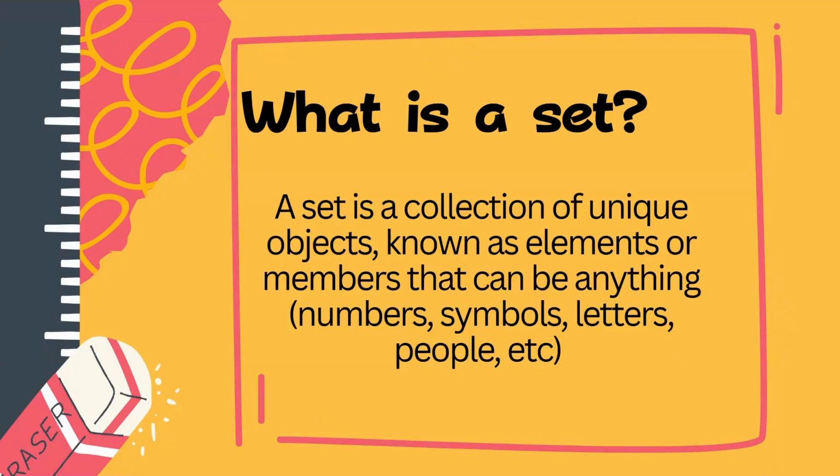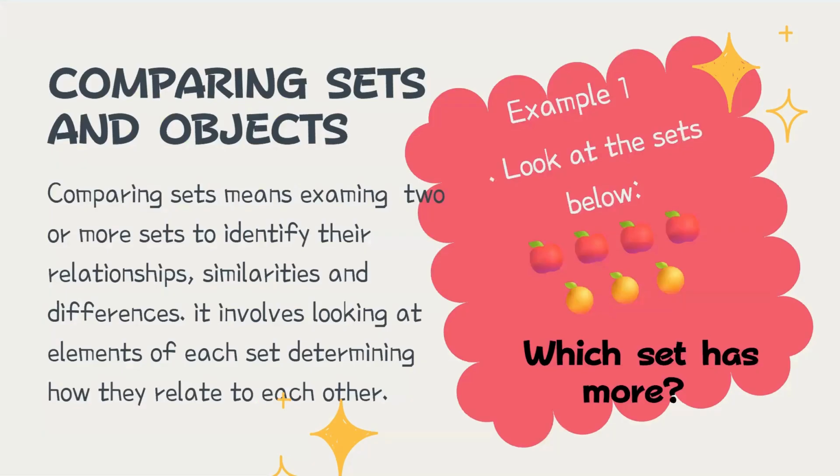Now, my students, what is a set? A set is a collection of unique objects known as elements or members that can be anything. So numbers, symbols, letters, people, etc. Now, we're going to be looking at comparing sets and objects. Comparing sets means examining two or more sets to identify the relationships, similarities, and differences. It involves looking at elements of each set, determining how they relate to each other. So when comparing sets, we have to have at least 2 sets. We can't have one, but at least 2 sets.